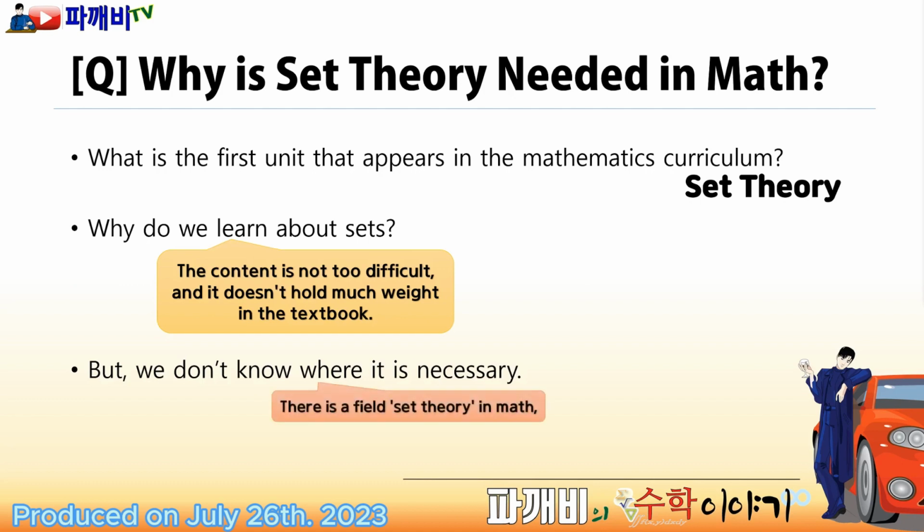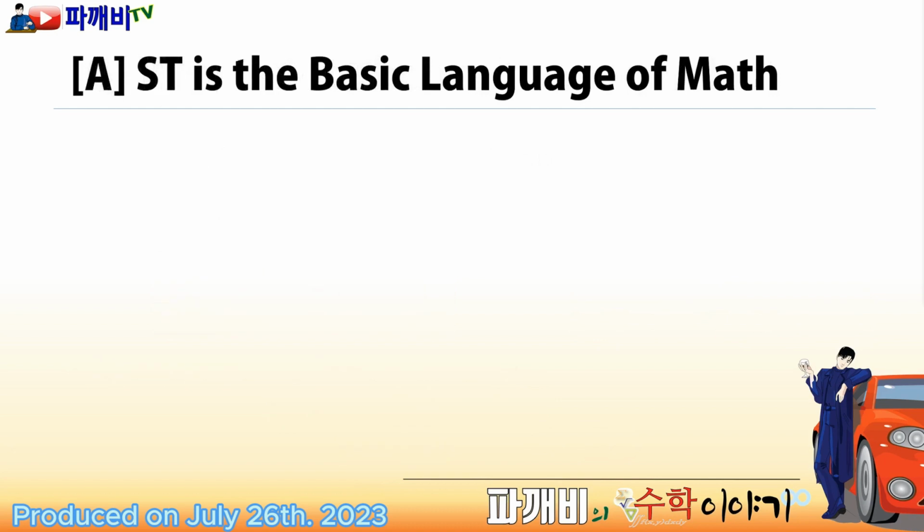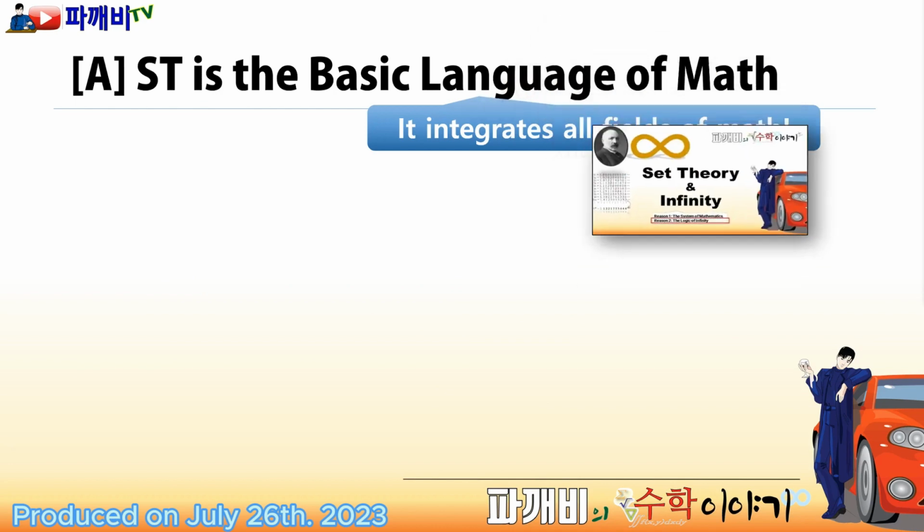The initial answer is that there is a field called set theory in mathematics, and it is very important in mathematics. Then the question changes like this: why is set theory important in mathematics? This is the content I will explain in this video. One of the answers is that set theory is the basic language of mathematics. This means that set theory integrates all fields of mathematics. Another reason why set theory is needed is that it added the logic of infinity to mathematics. For this, please refer to this video.